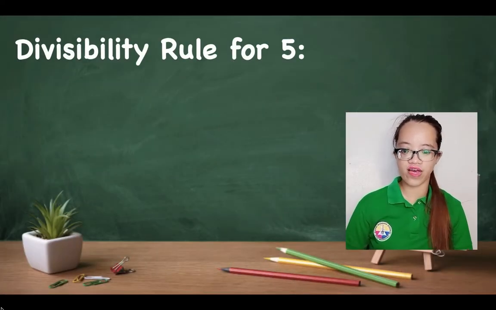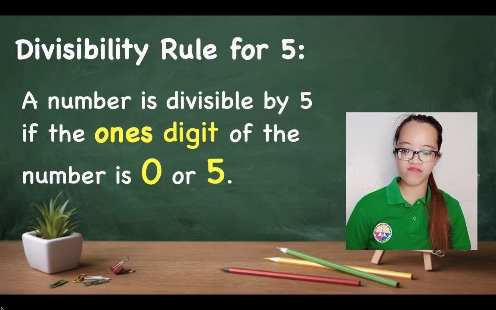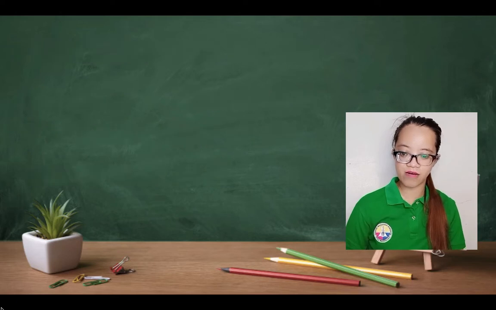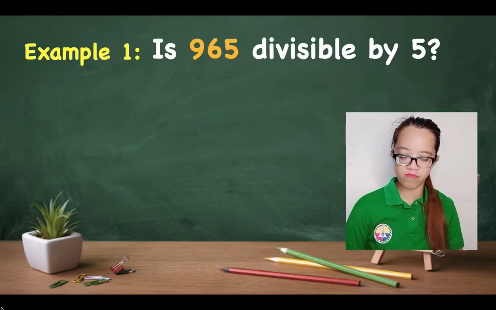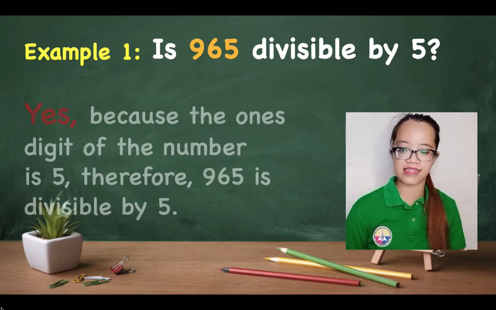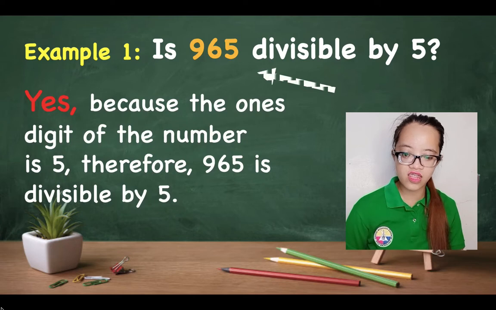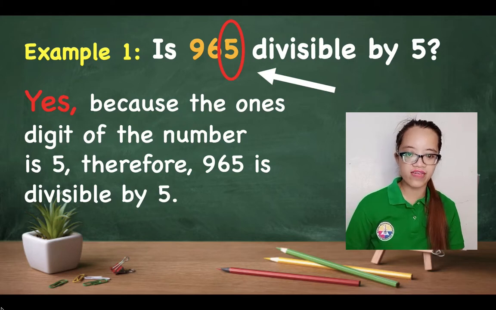Divisibility rule for 5. A number is divisible by 5 if the ones digit of the number is 0 or 5. Example: is 965 divisible by 5? The answer is yes, because the ones digit of the number is 5. Therefore, 965 is divisible by 5.